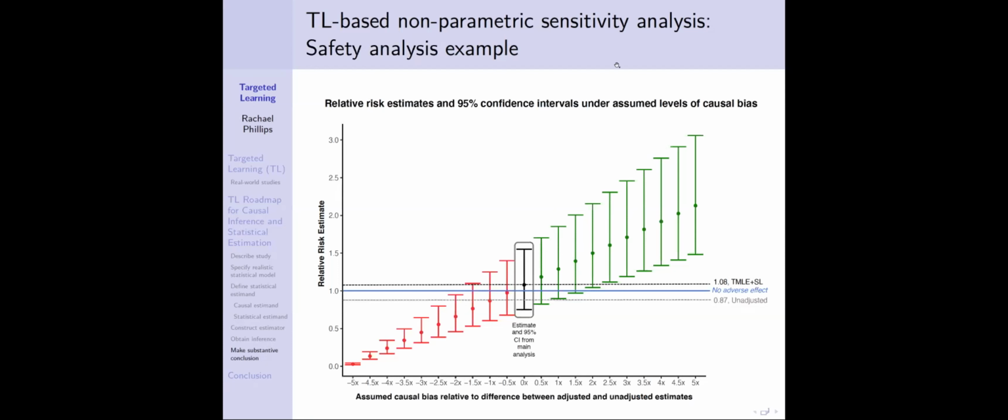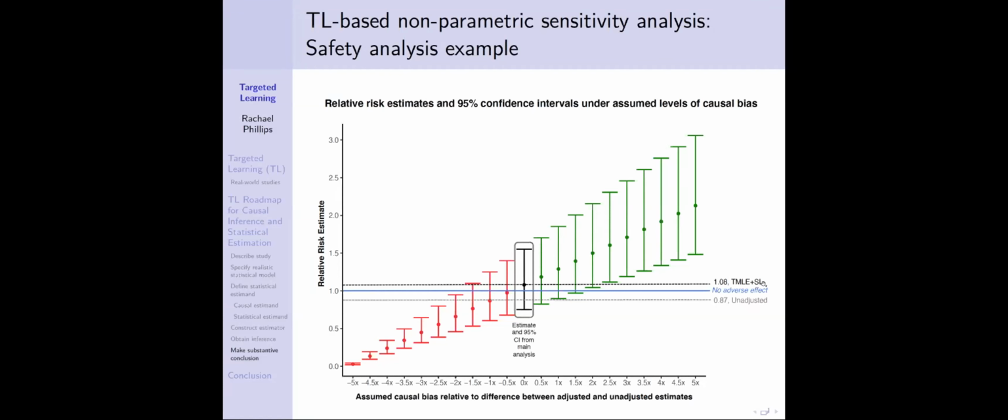This one looks at a safety analysis example, and we have the relative risk. This is why the confidence interval width is changing, because we're on the log scale. So here in this sensitivity analysis, the main estimate and 95% confidence interval showed that there was no adverse effect of a treatment. So basically that the treatment was safe.